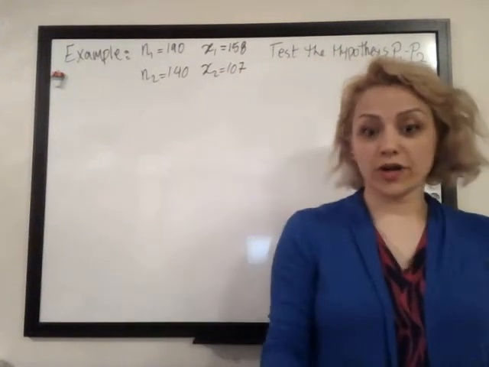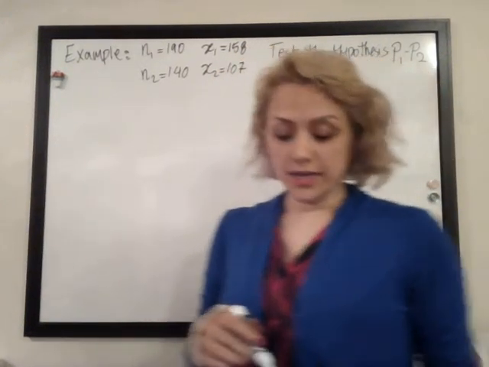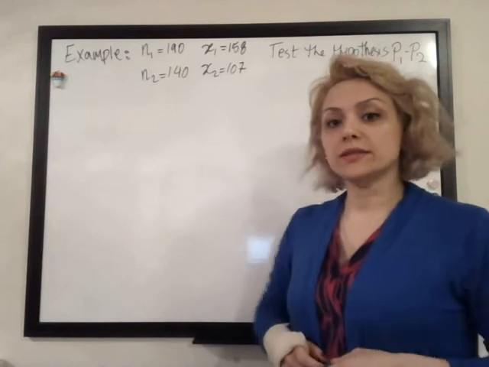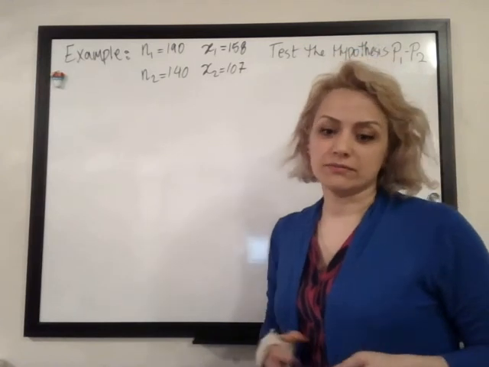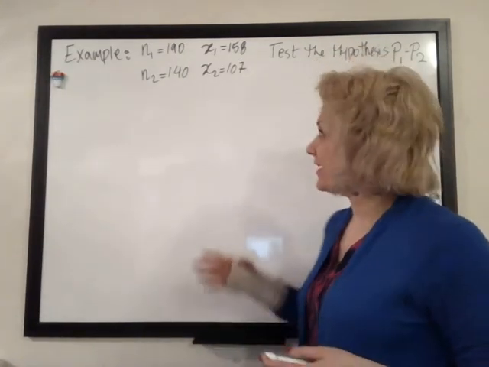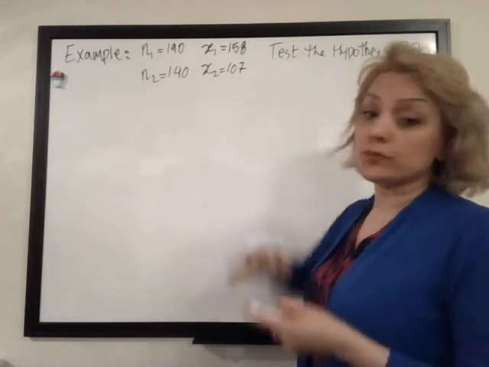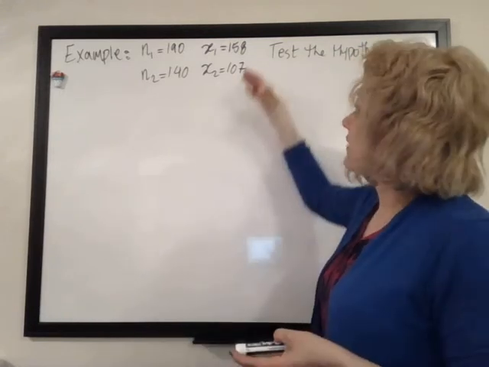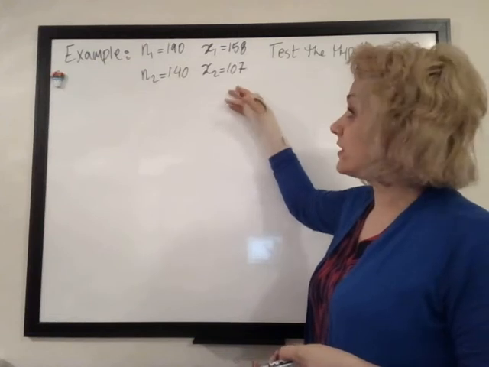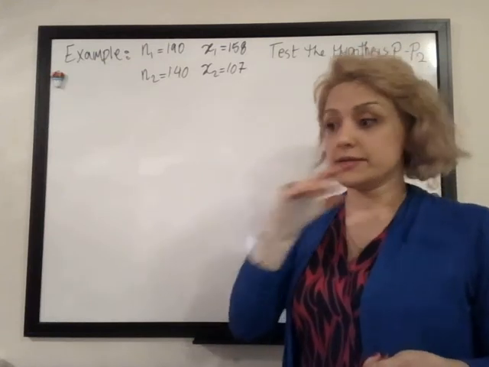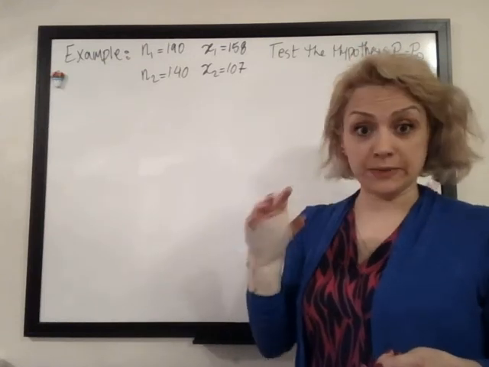In this video, we're going to work on another example. When you look at it, the data that we have are very simple. We have N1 and N2, two samples from two populations, and then we have X1 and X2. Look here, there is no X bar, there is no sigma.